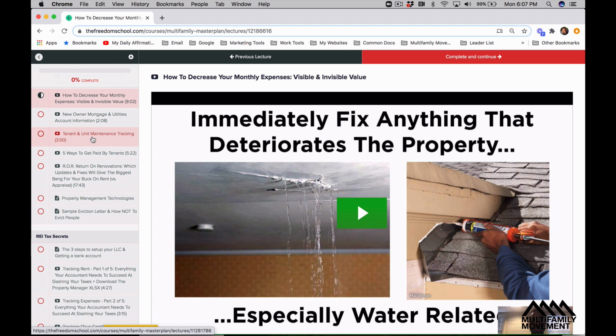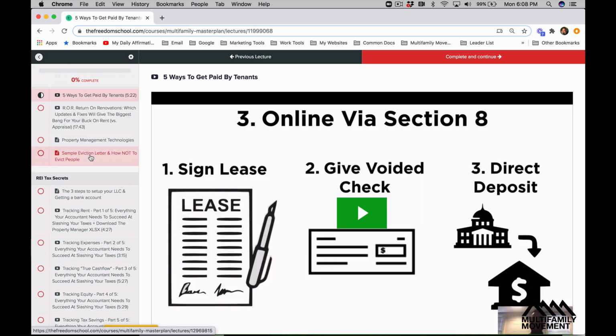Then tenant and unit maintenance tracking, where and how you can track all of those things, because now you're going to have all different types of paints. You're going to have this kind of fire alarm, this kind of washer, this kind of dryer, this kind of refrigerator, this kind of stove, and you need to start organizing all that information, especially as you build up your portfolio. I'm going to show you 5 ways to actually get paid by tenants, right? So that you aren't necessarily going to the door in order to collect rent, but that tenants can send it to you on the first of the month easily.